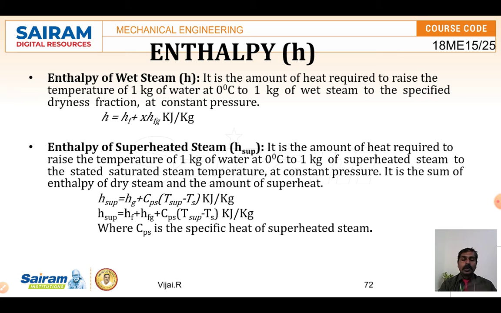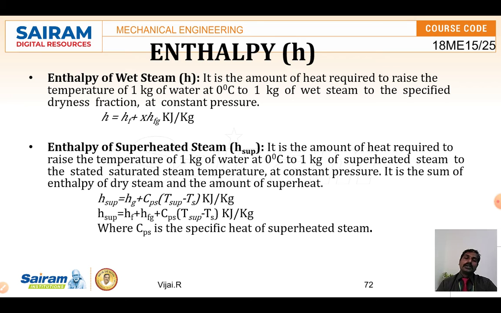Suppose x equal to 0.5 dryness fraction. If that is the case, what is the heat energy? For that the formula is H is equal to Hf plus x into Hfg. x is the dryness fraction, already given. So how much heat energy is required is called the enthalpy of wet steam.